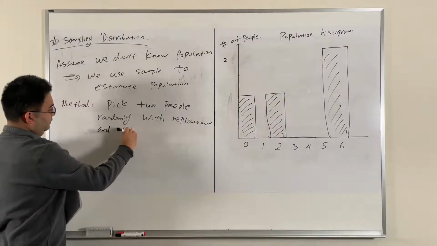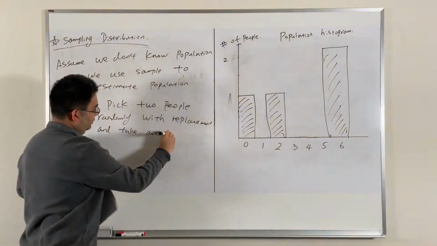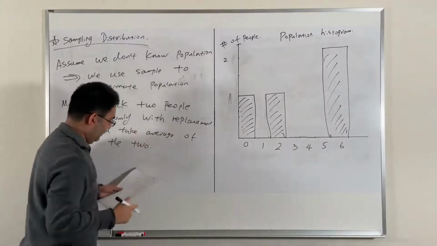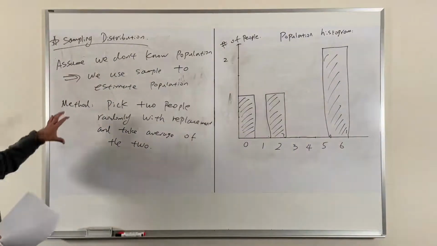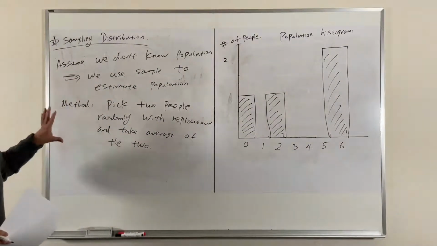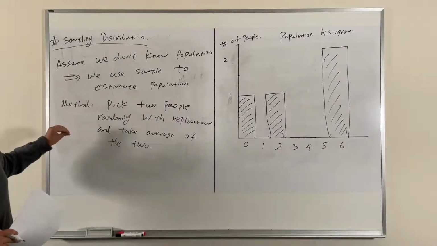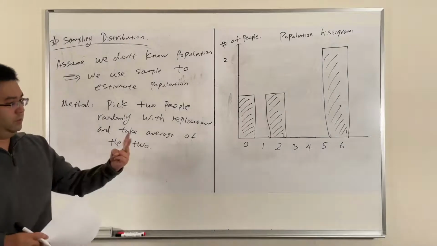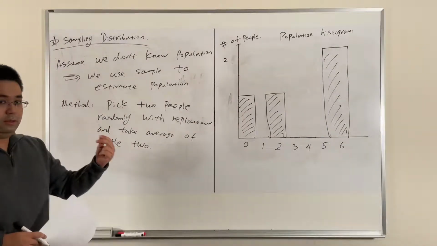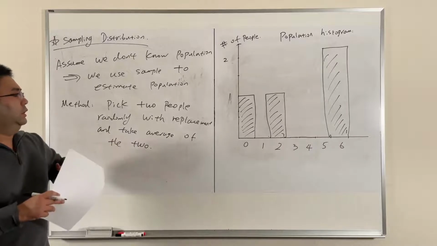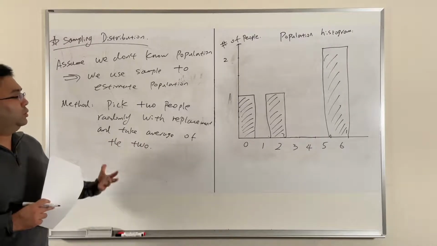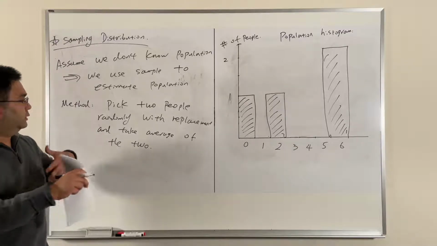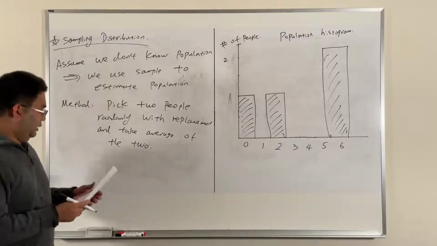When we do this once, picking 2 people and taking the average, we have 1 sample point, 1 data point, right? Because we have 2 people, take the average, 1 data point. Do it again, second data point. It depends on how many times we do it. The more we do it, the better estimation we'll get.